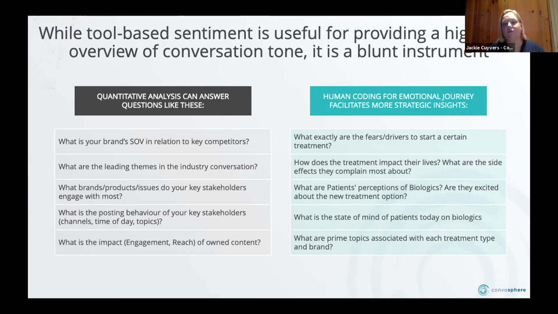Things that you can start to understand both quantitatively and qualitatively when you're looking at the emotional journey and doing this manual coding are things like, what are the fears or barriers to starting a new treatment? How is this treatment impacting their lives? When you understand what these emotions are, you can then hopefully provide insight and recommendations on how to overcome things like non-adherence.